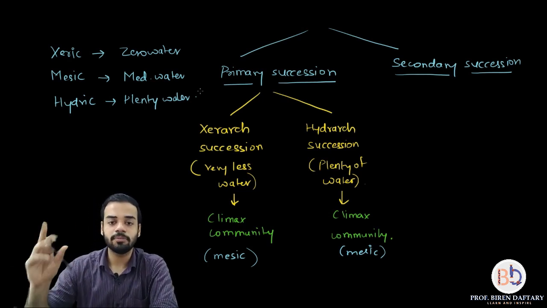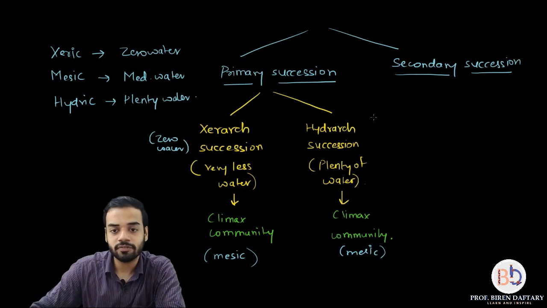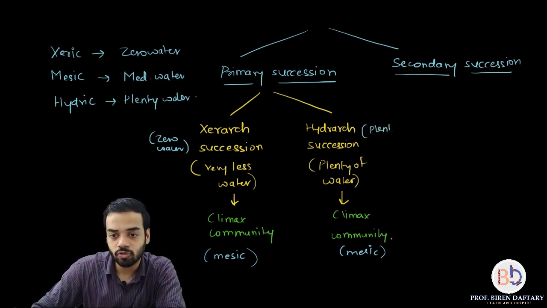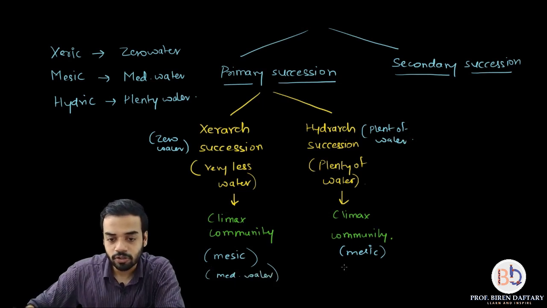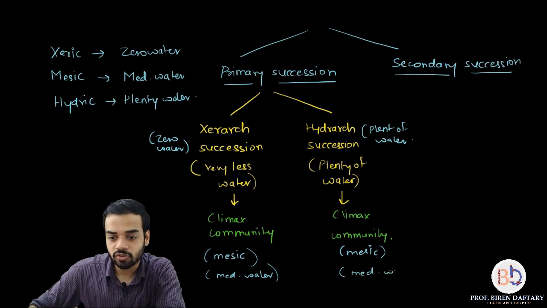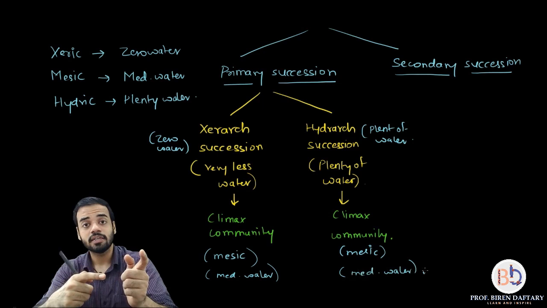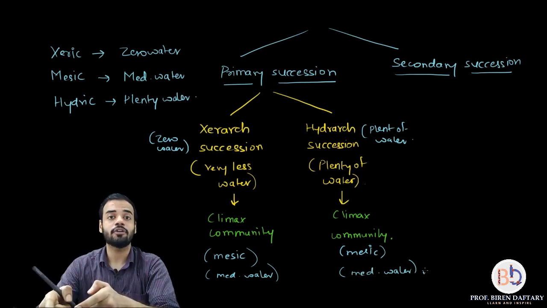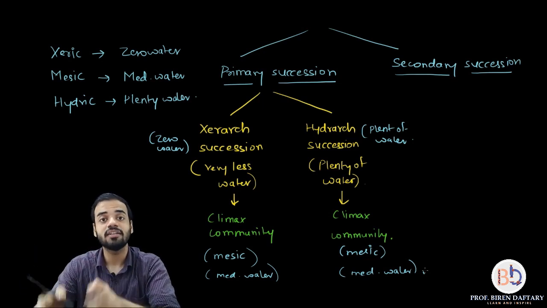Okay, so remember, when you start with xerarch succession, over here there is going to be zero water. When you start with hydrarch succession, there is going to be plenty of water, and when you end both these successions, there is going to be medium water. So whatever you start with, the end is always going to be with medium water. So we are going to see how when you start with zero water, there is going to be medium water at the end of climax community. How you start with plenty of water, there is going to be medium water at the climax community.